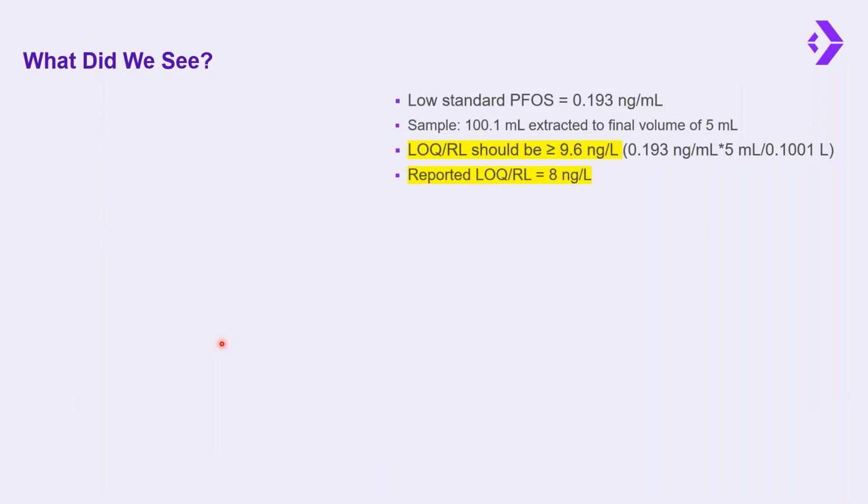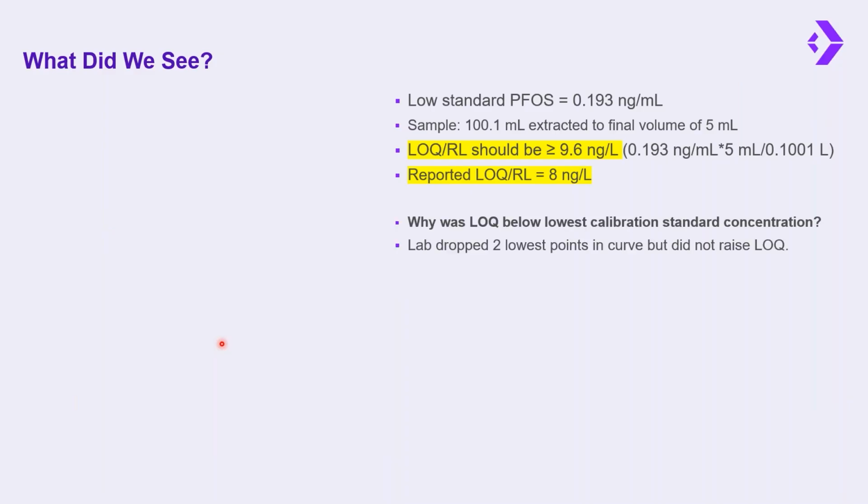Now, the lab reported a reporting limit of 8 nanograms per liter. So yes, it's not that far off from 9.6, but it's not within the calibration range. So why was this lab's reporting limit below the lowest standard used in the calibration? It turned out that the lab actually did analyze 2 lower concentration standards, lower than that 0.193 nanogram per mil standard, but they dropped those lowest 2 points and did not include them when generating the curve. So there were standards lower than 0.193 in that curve, but the lab eliminated them. And these lower standards would have supported the reporting limit they used of 8 nanograms per liter.